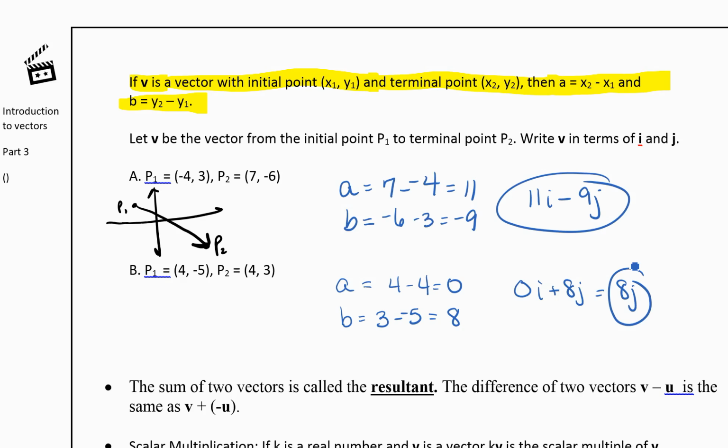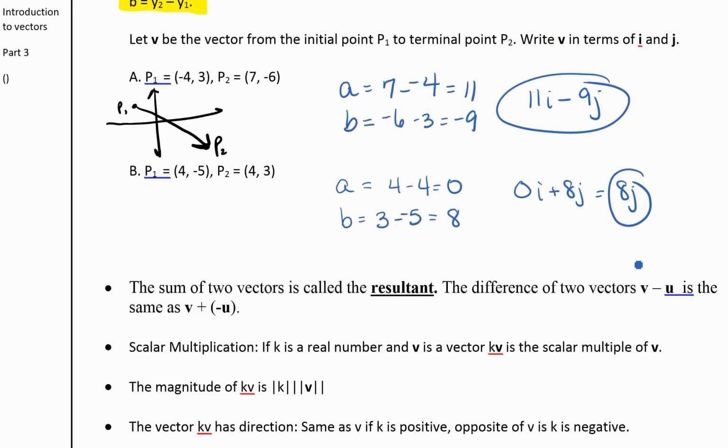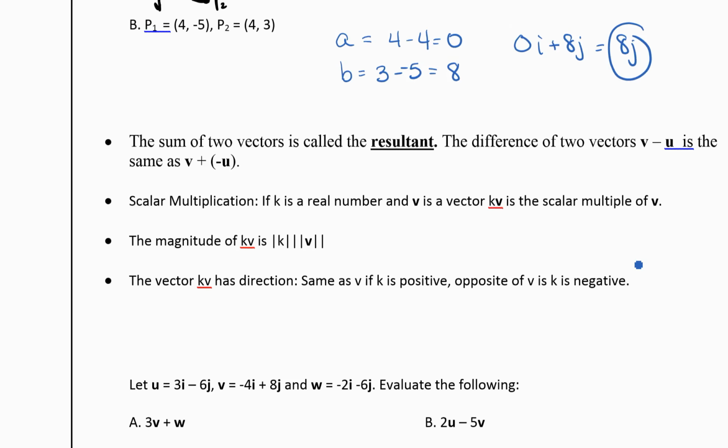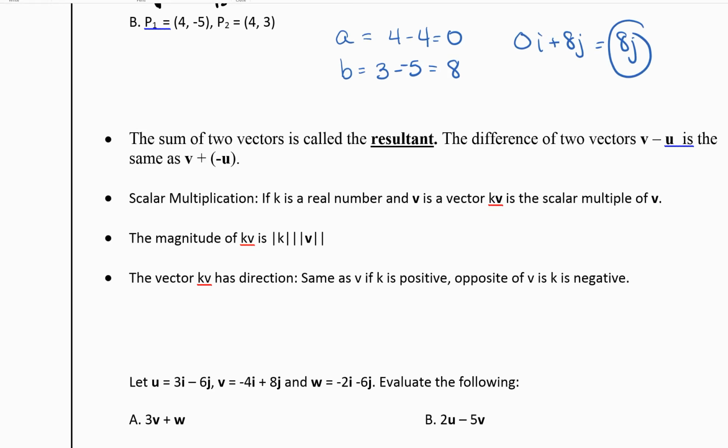Okay. Now, a term you'll hear when we're talking about vectors is the resultant, and that just means we're going to add two vectors together. So that's what the resultant is. It's the sum of two vectors. And subtracting them is just the same as adding the negative of the second vector.